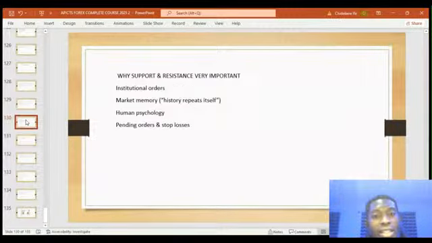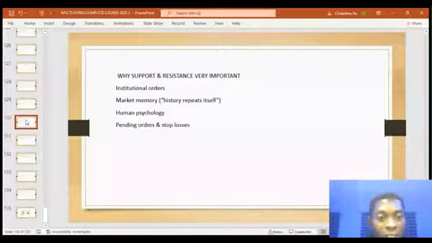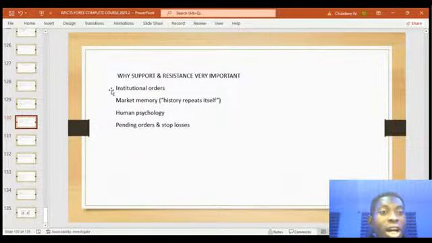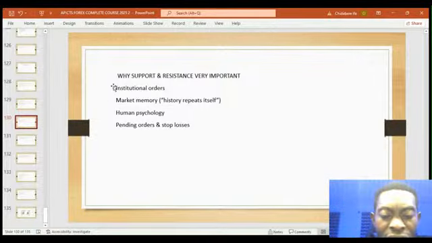Now, why are support and resistance very important? If you were in my very first class, maybe you heard something when I was saying who trades forex and why. This is when you get to understand it. Why do you need to pay attention to support and resistance? Number one, institutional orders. I need you to understand something.